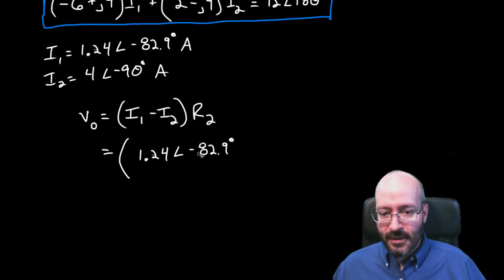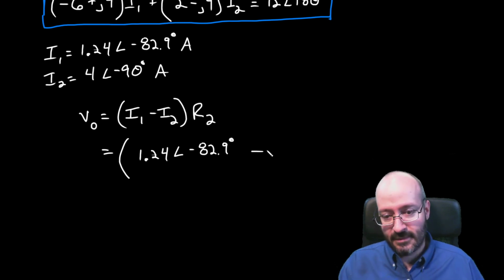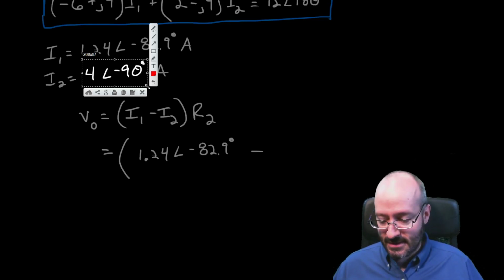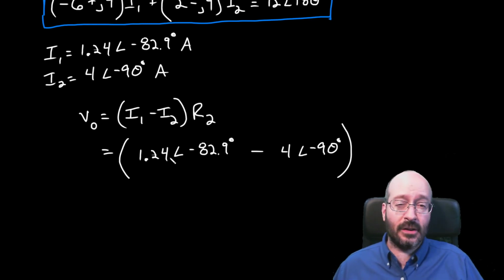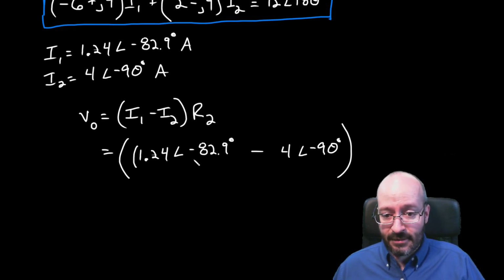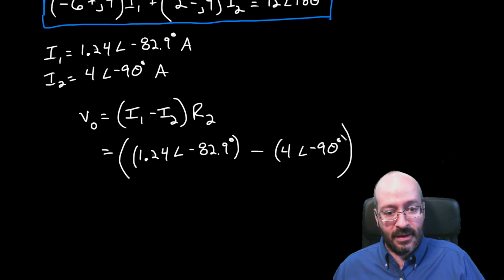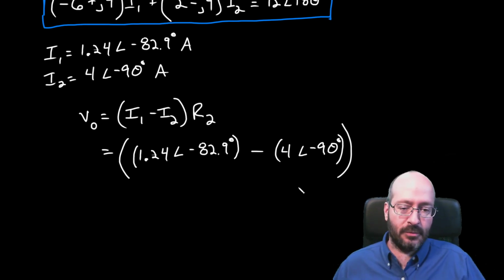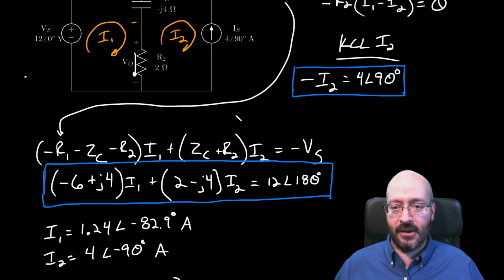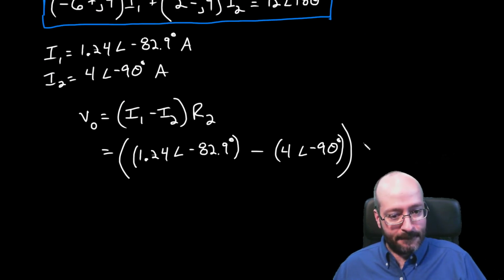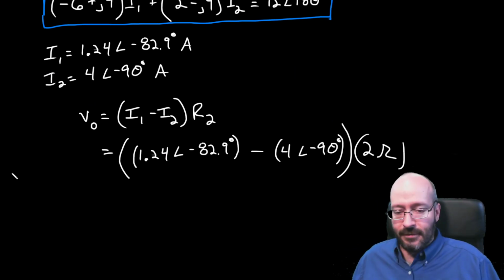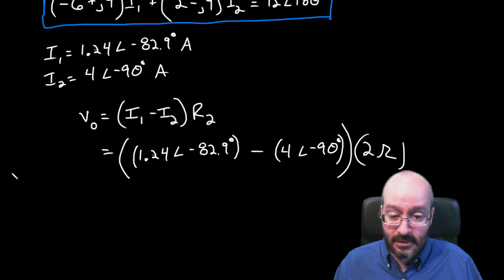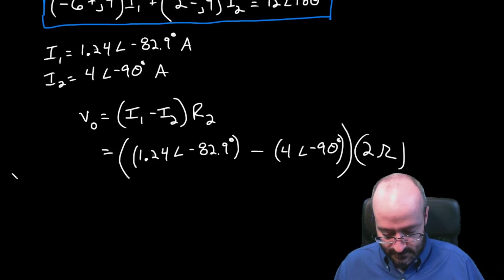Okay, we have that. We subtract 4 at an angle of negative 90. Okay, I find it good practice, certainly when I'm using my calculator, if I have a complex number, I throw it in its own set of parentheses. Not so much with polar, but with rectangular, you can really save yourself a lot of heartache if you go ahead and do that. Okay, and we're going to multiply all of that by 2 ohms, and that's amps times ohms is going to give me a phasor for volts. Okay, so I have I1 minus I2 times 2.